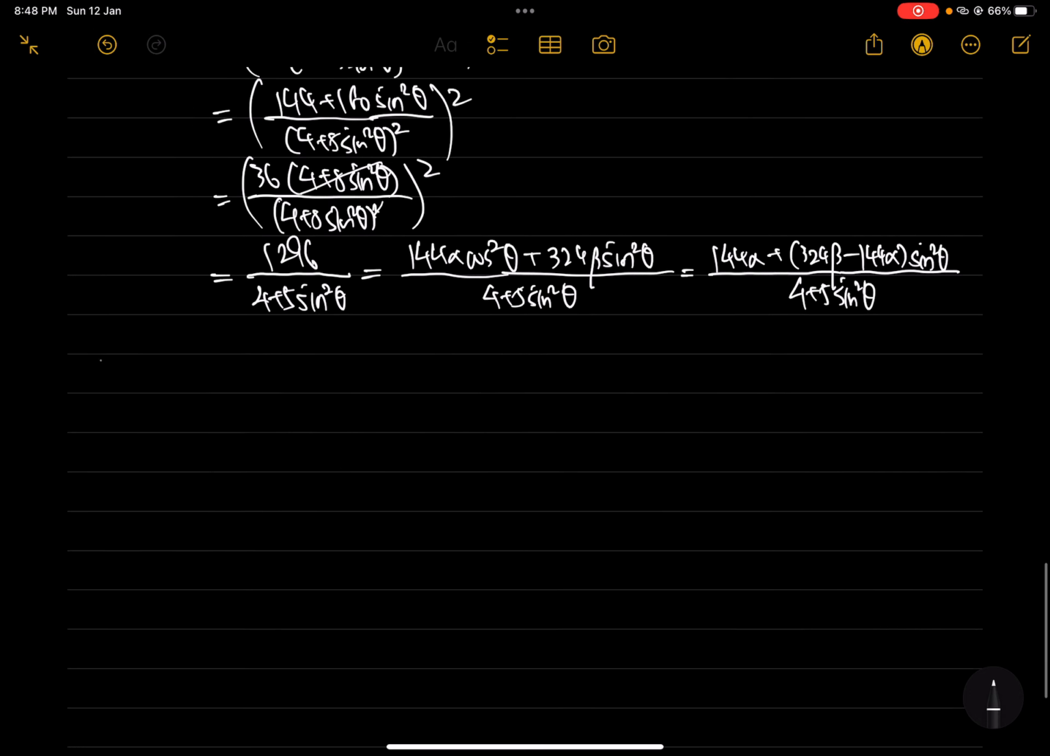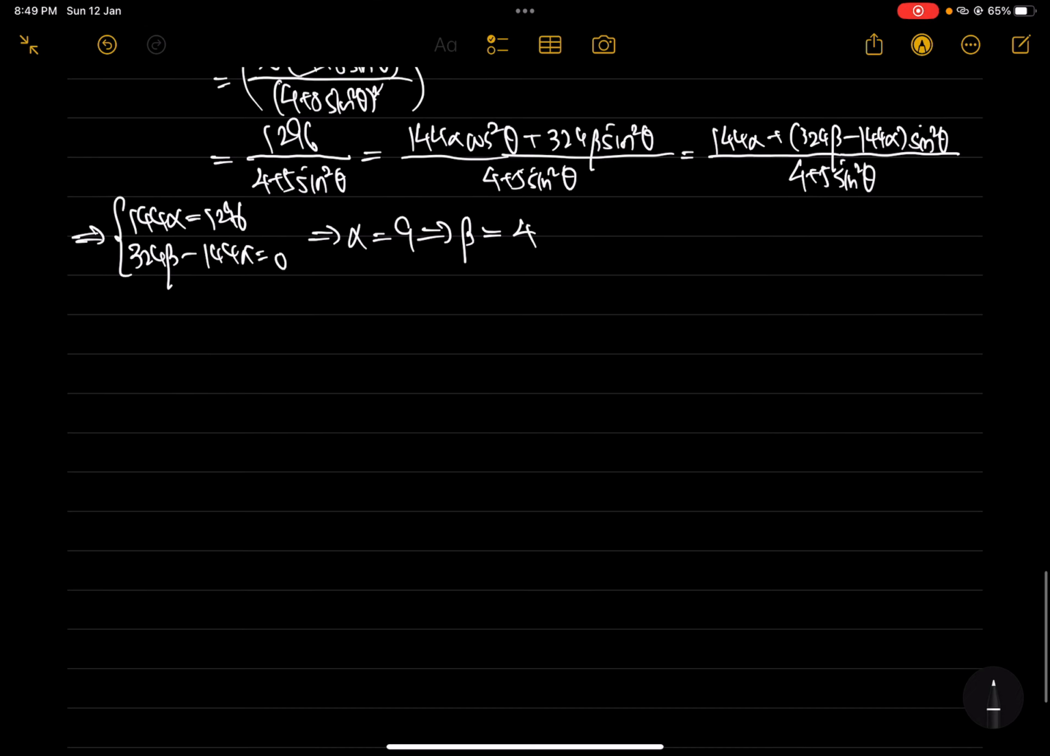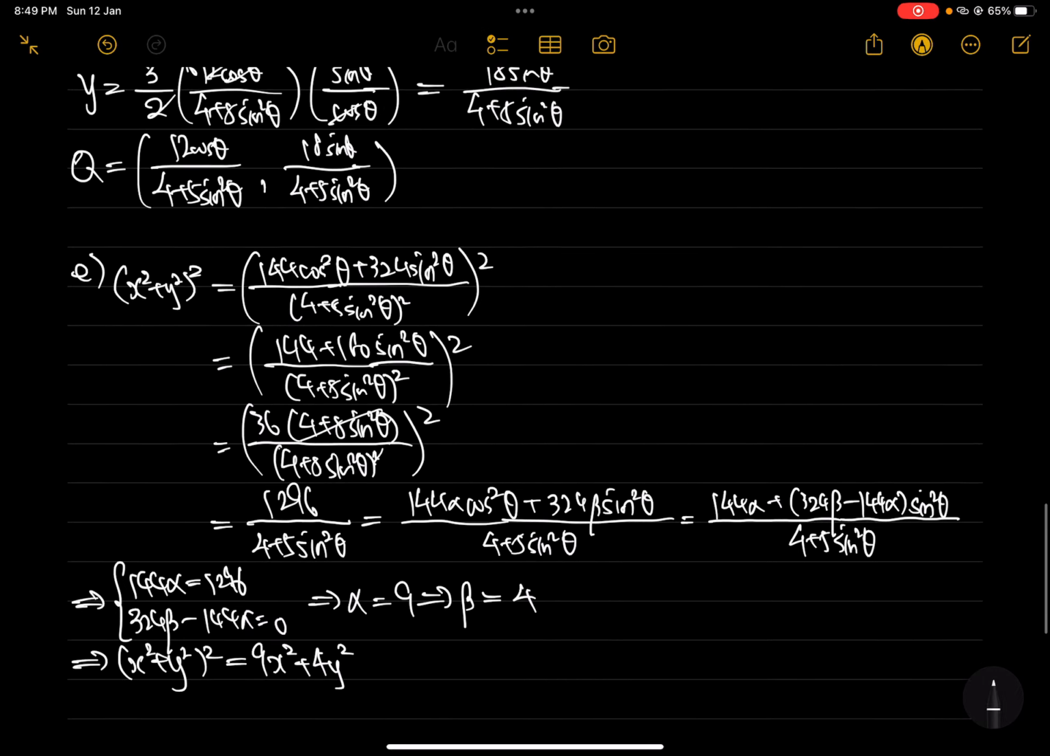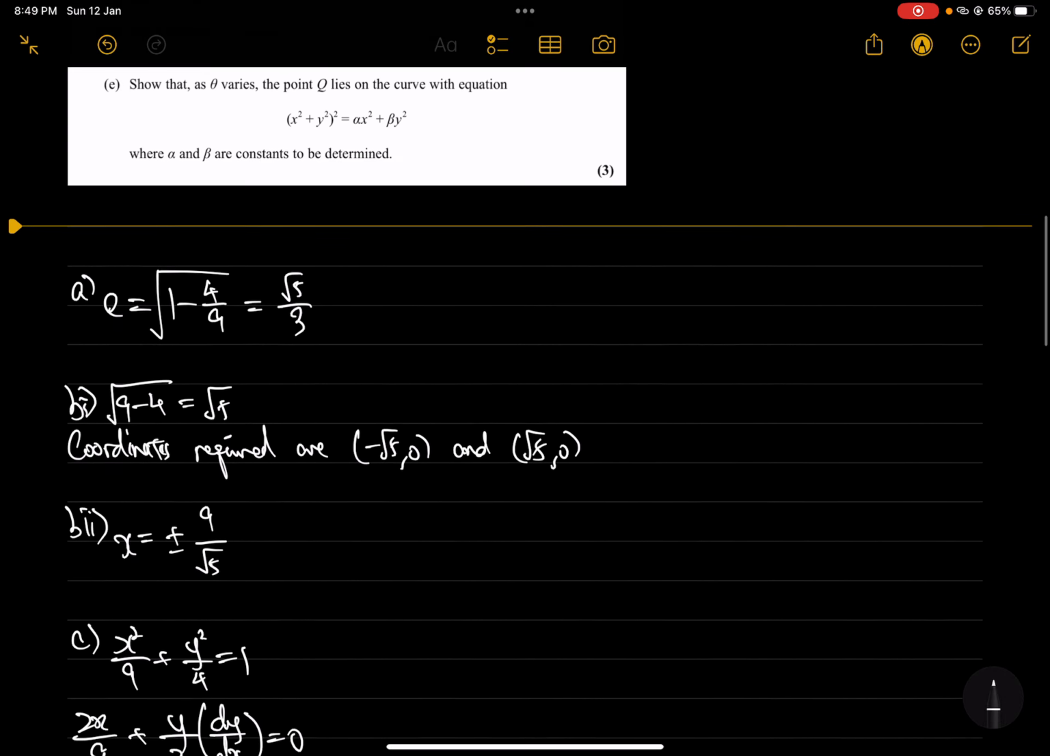Now we just compare. And 36, 4, 36, 36, so alpha is 9. And then beta, so 9 beta is 4 alpha, so beta is 4, which implies, and that is going to do it. This one is pretty straightforward.